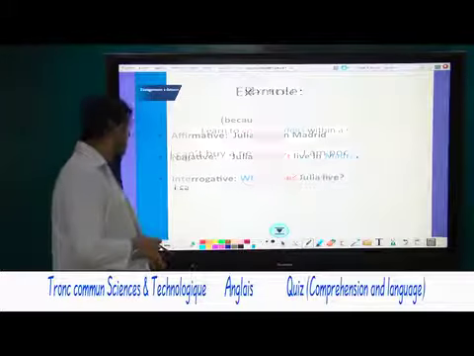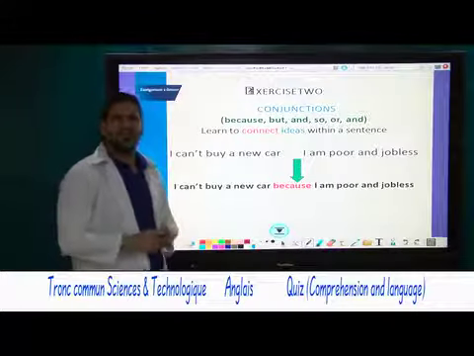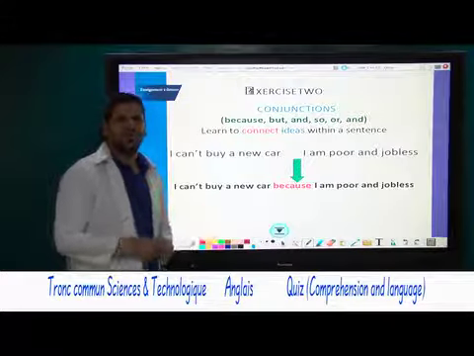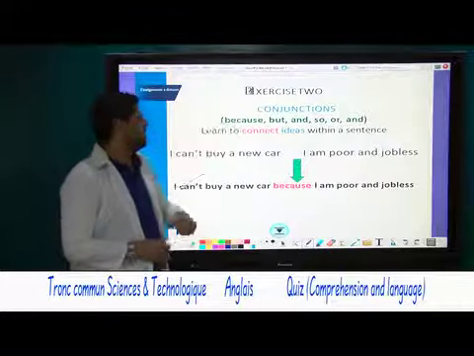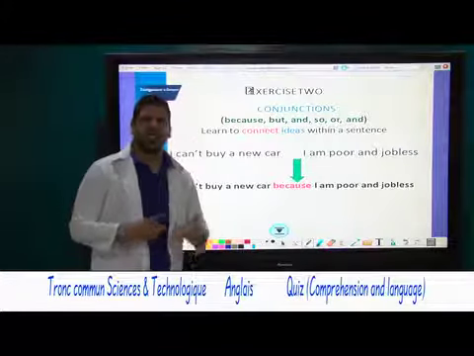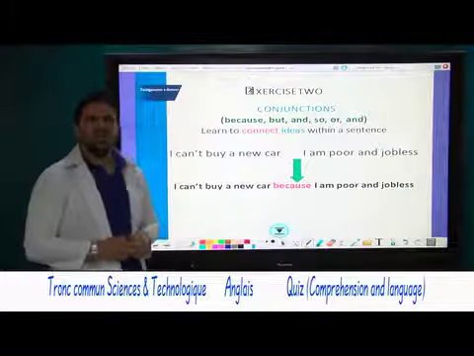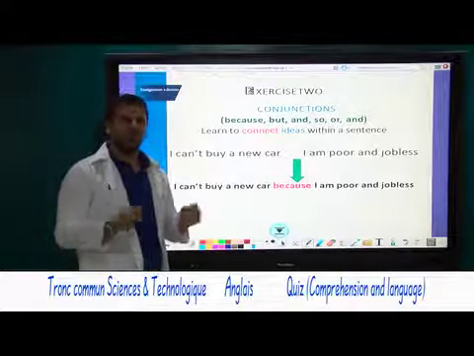The second exercise is conjunctions, connectors. The ones you have studied, I think, for this year are because, but, and, so, or. These are conjunctions. We call them also connectors. So depending on the meaning of the sentences you have, you choose the right connector.